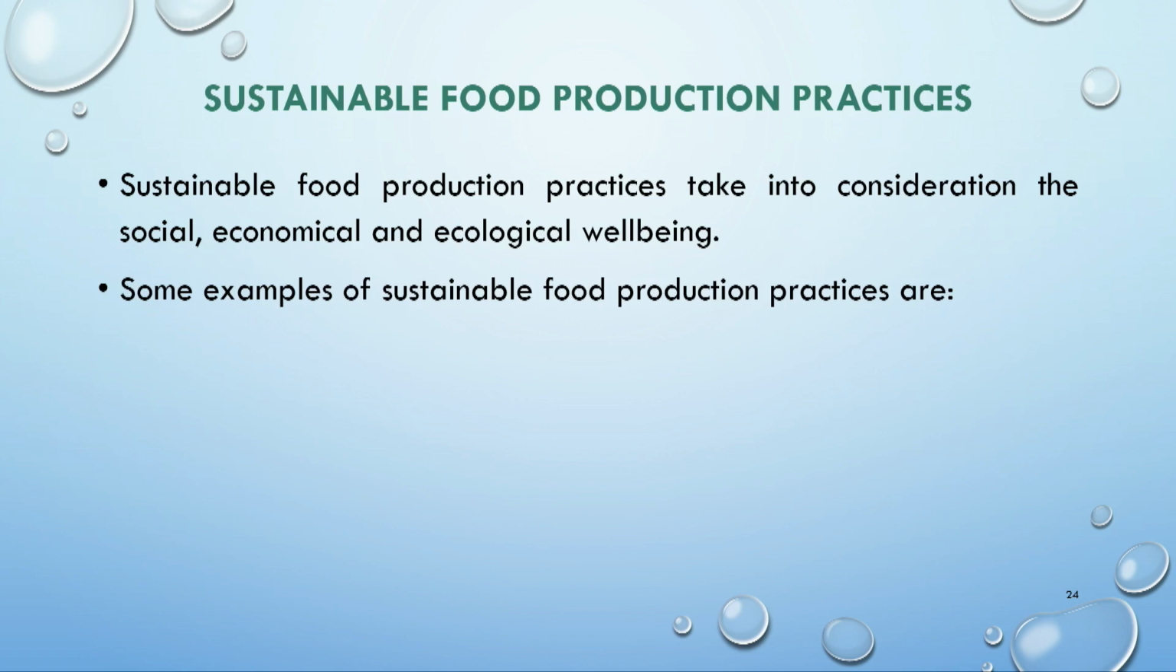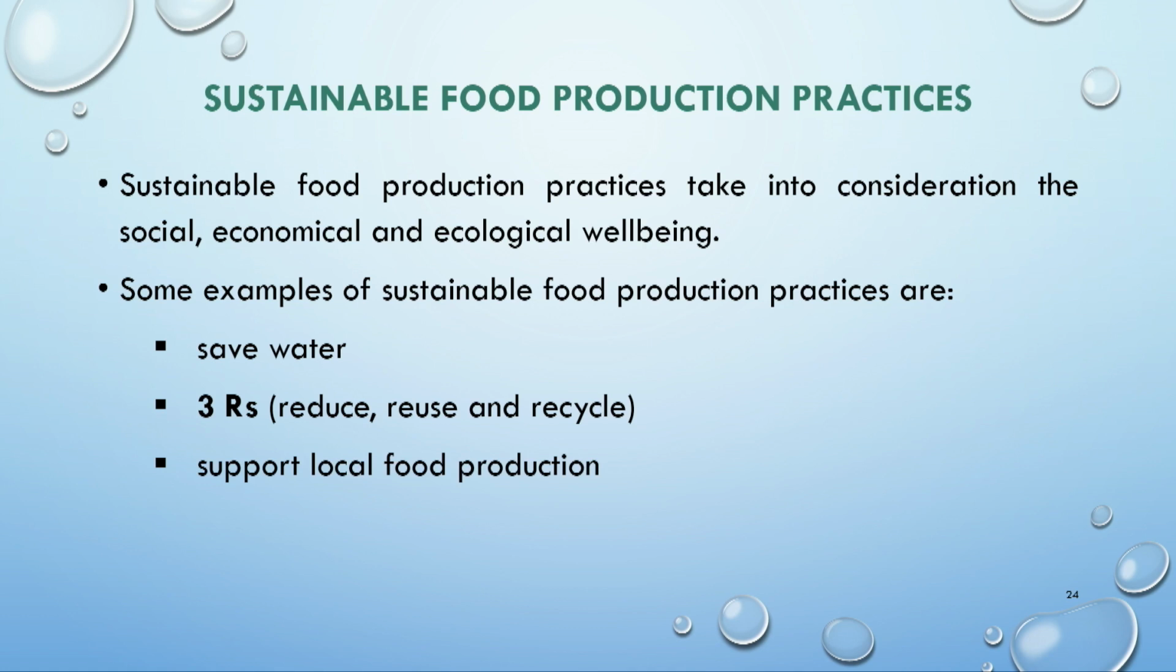Sustainable food production practices take into consideration the social, economical, and ecological well-being. Some examples of sustainable food production practices are: save water, apply the 3 R's, that is, reduce, reuse, and recycle, support local food production, and grow your own food.